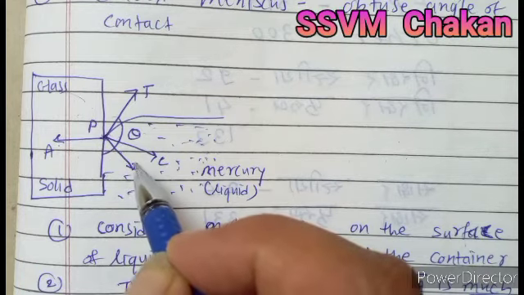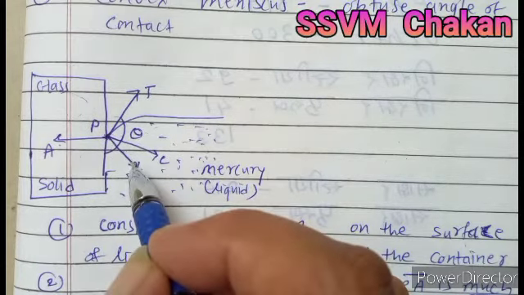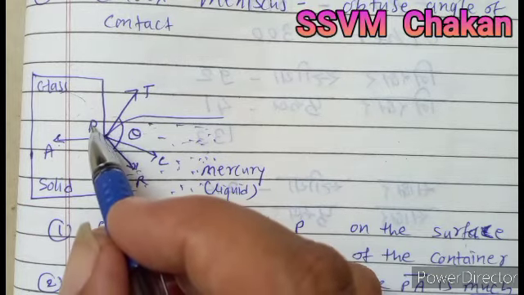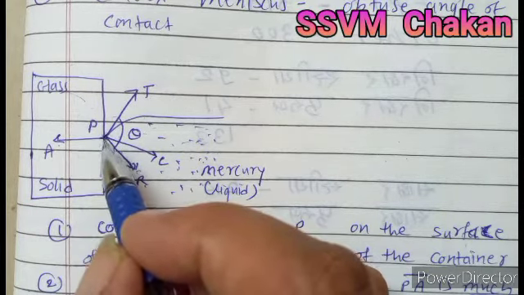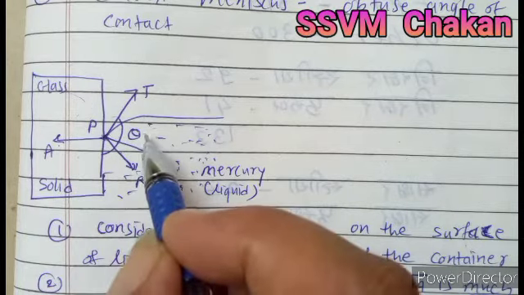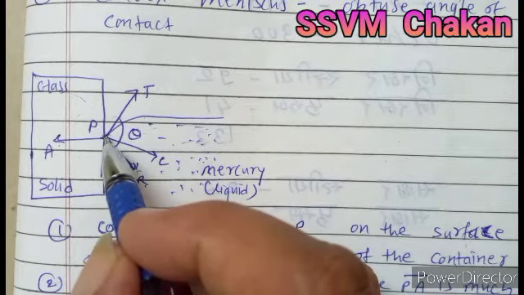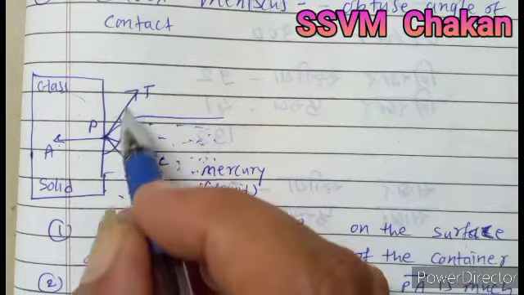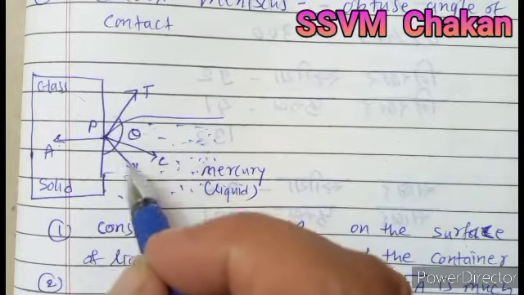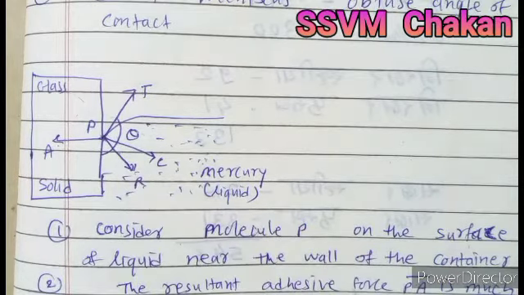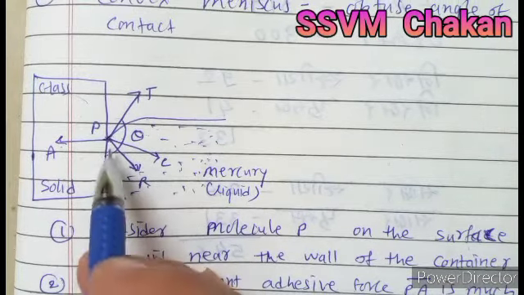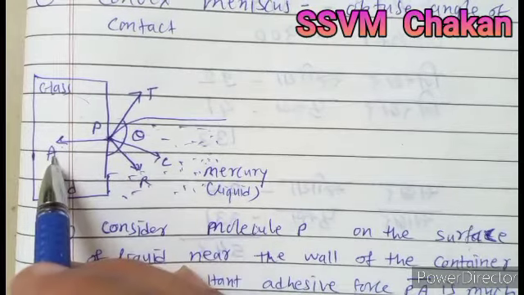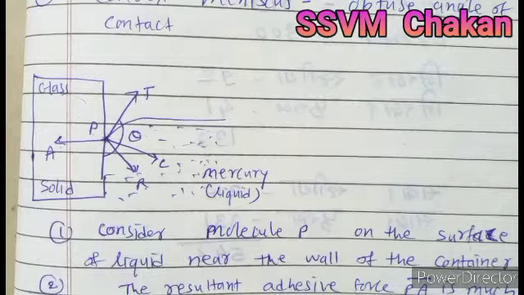In order to keep PR bar perpendicular to the surface at the point of contact of glass and mercury, the mercury molecule at point P moves in the downward direction, and therefore the tangent PT bar now becomes perpendicular to PR bar. In this case, the resultant force PC bar is greater than the resultant force PA bar.